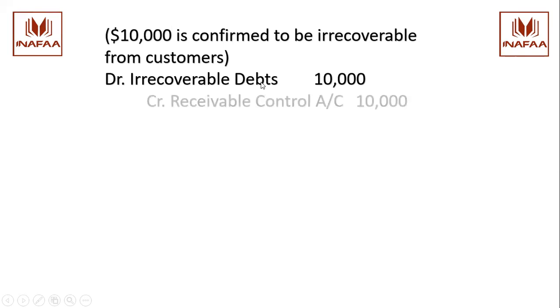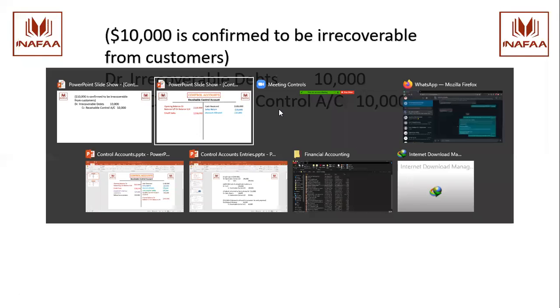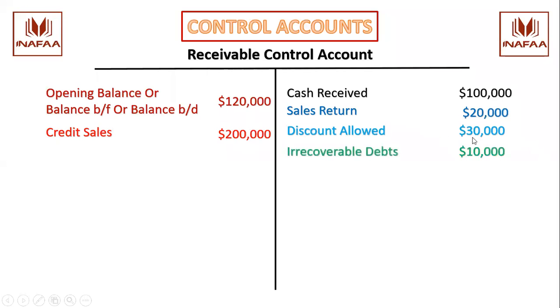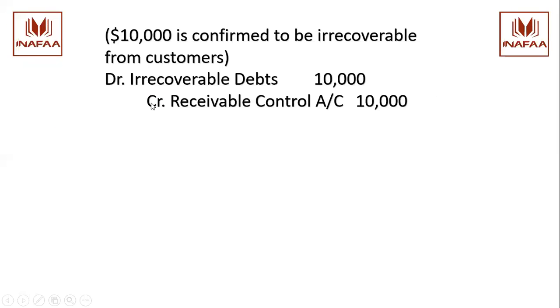It is an expense, and I will definitely credit receivable control account because some receivable has gone. It might not be recovered. So I will decrease my asset and record an expense. So again, receivable control account is being credited. I will record this 10,000 on the credit side of receivable control account, and the reference is irrecoverable debt, and definitely the corresponding debit entry is to be recorded in the irrecoverable debt T account.